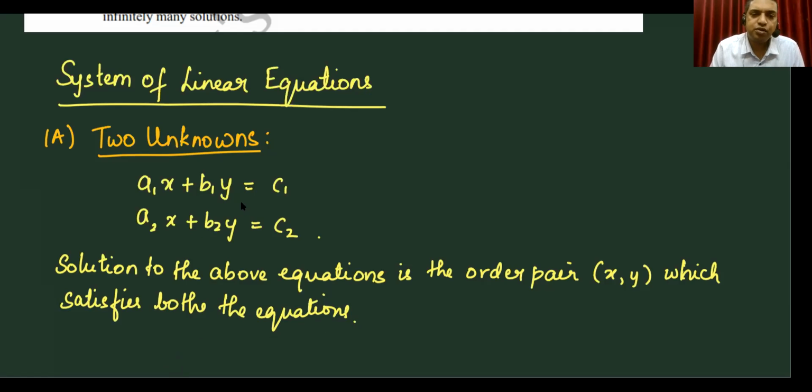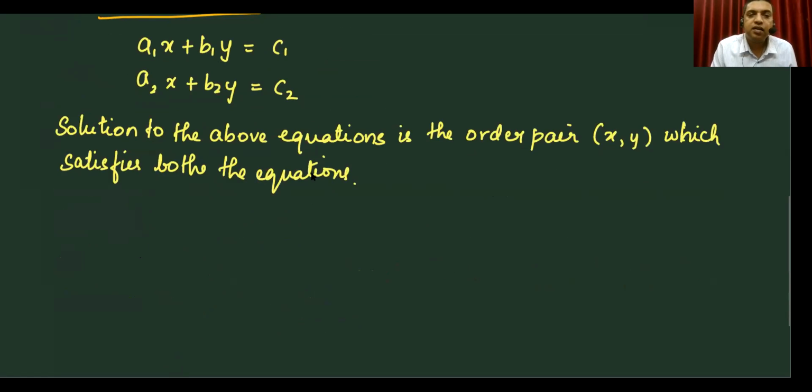So when you say solution to a system of linear equations of two unknowns, you will have two equations. Then a pair x comma y which satisfies both the equations is called the solution to the system of equations. Now each one has a geometrical side to it. We won't go to this level, but I'll just introduce the concept of Cramer's rule for you.